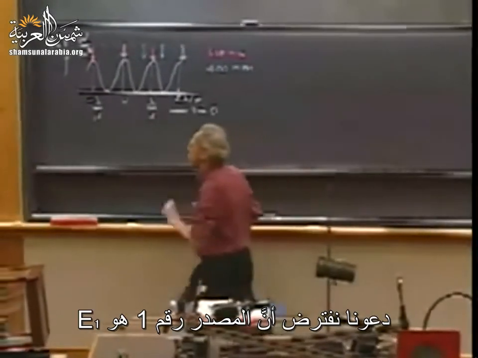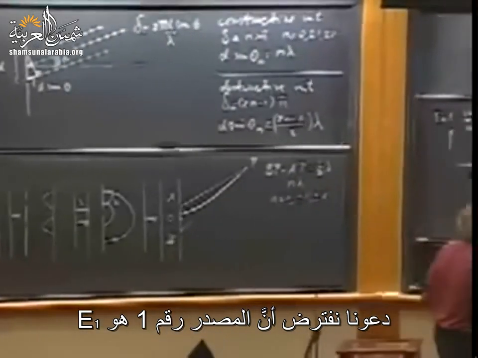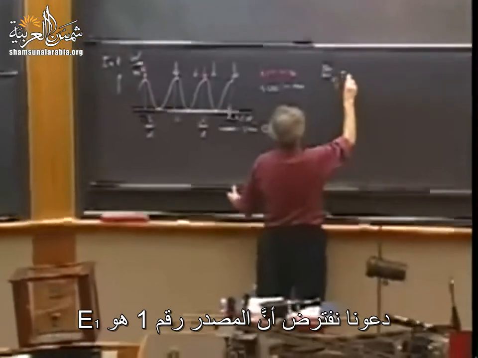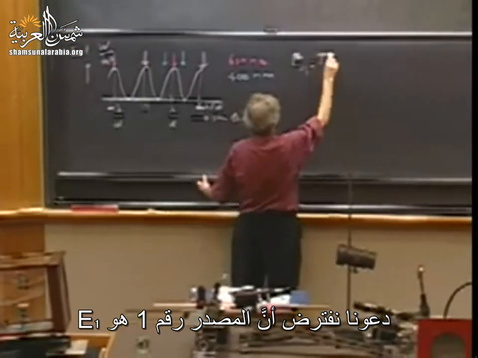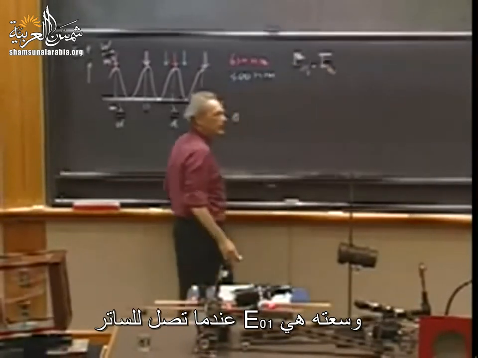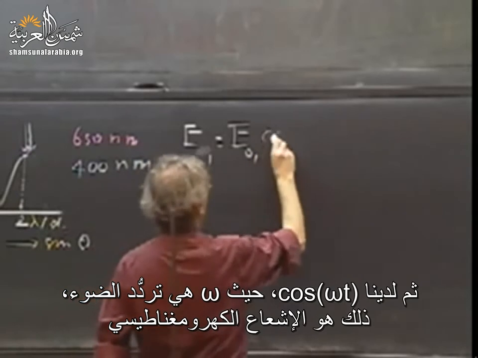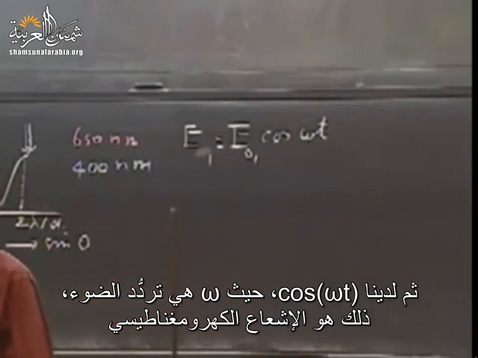So let us assume that source number 1, and the other one I call source number 2, for that source number 1, E1 has an amplitude E01 when it reaches the screen. And then, of course, you have cosine omega t, and this is the frequency of the light. That's the electromagnetic radiation.